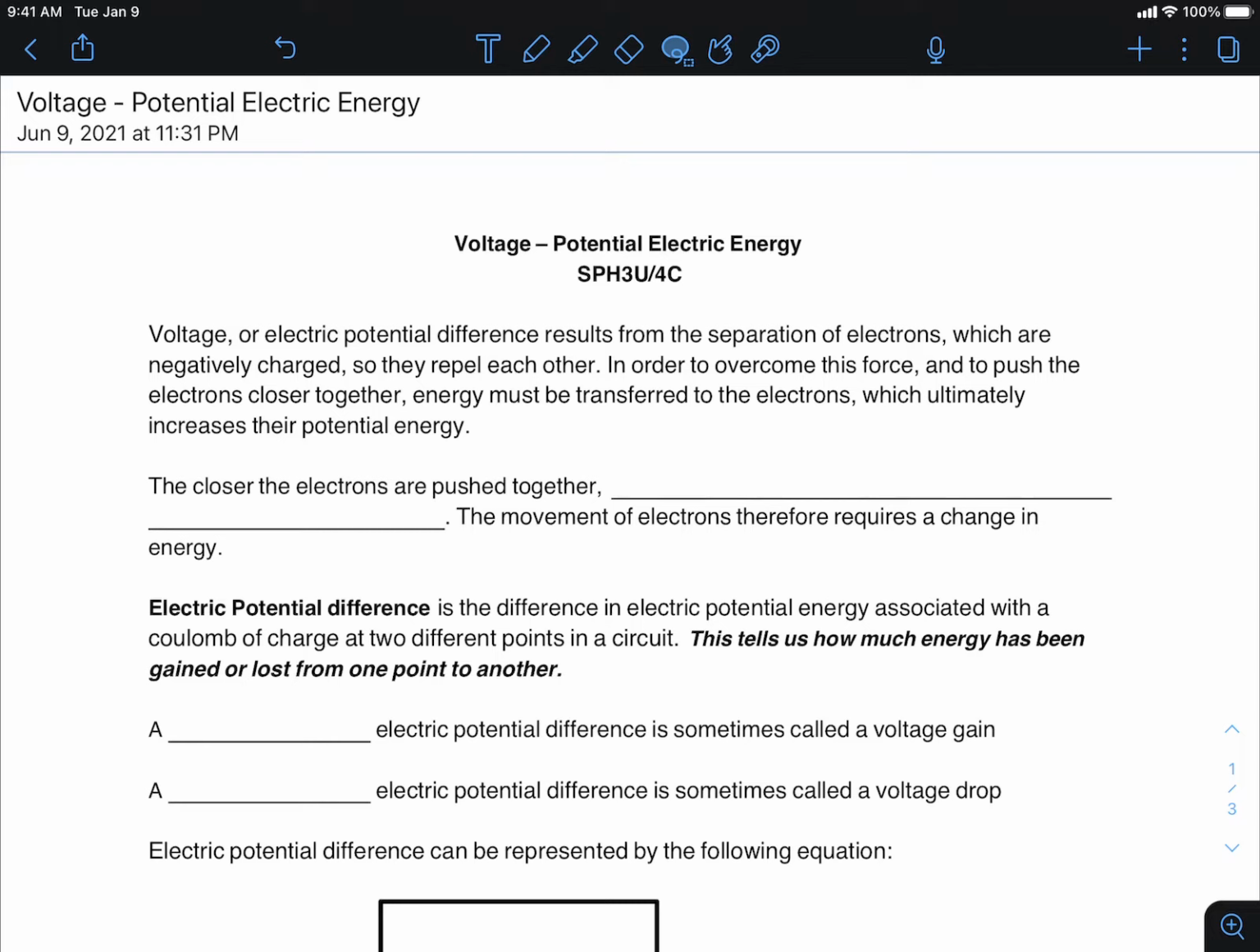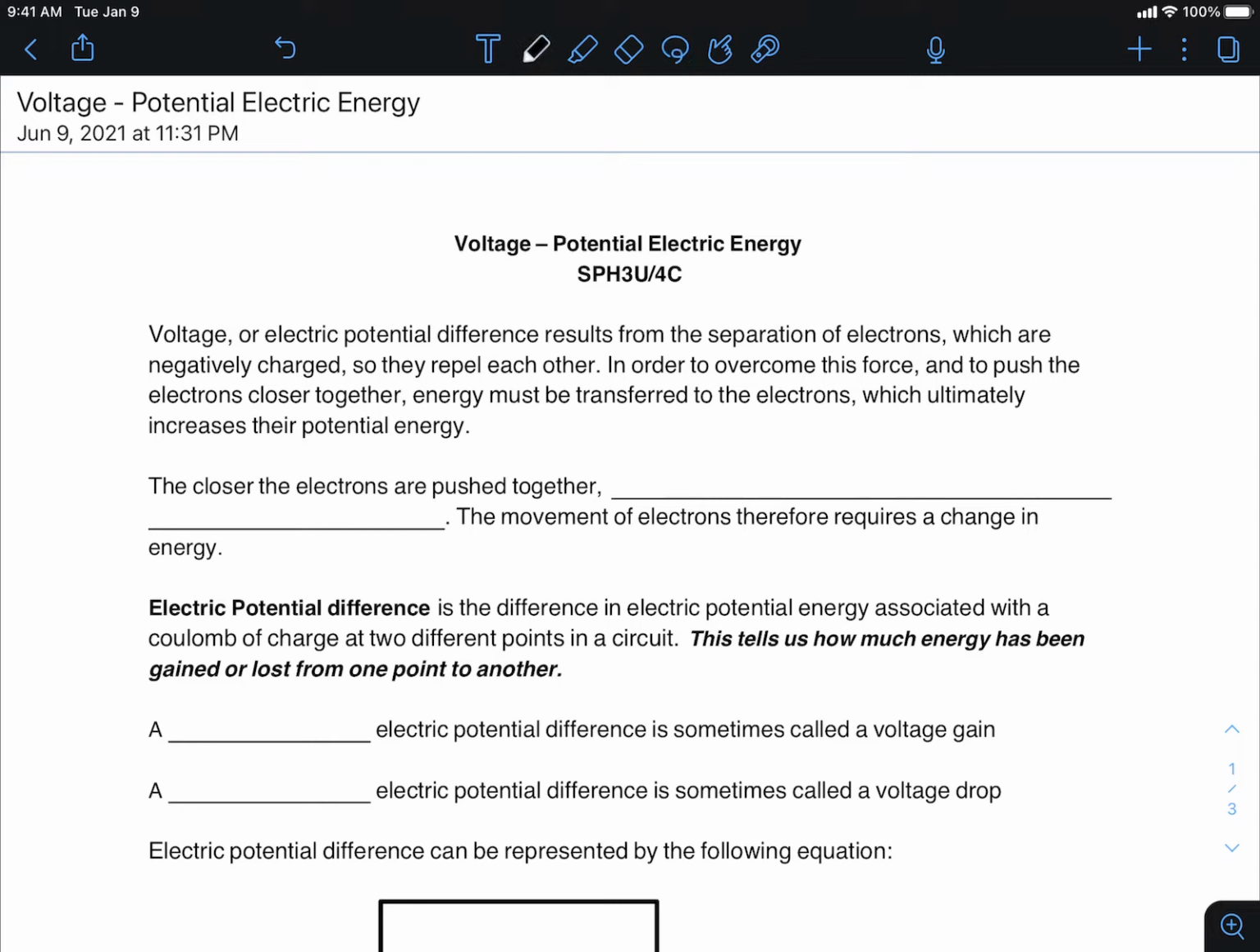You've pushed them close together, and so we transfer this kind of energy to the electrons, which ultimately increases their potential energy. That's what a battery does. We compact tons and tons of electrons into a small space. They want to repel each other as much as they can, which ultimately drives the current flow around the circuit. So the closer we push the electrons together, the larger the potential energy that we have.